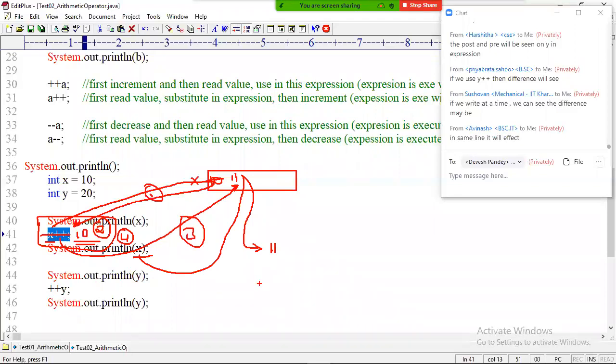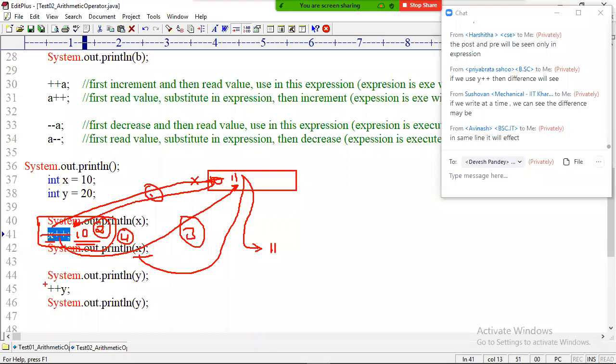Click on the raise button and tell me, is this point understood? X plus plus means what? First read, then substitute. Second step, don't forget, substitute. Then the third step, increase. Fourth step, evaluate the expression.